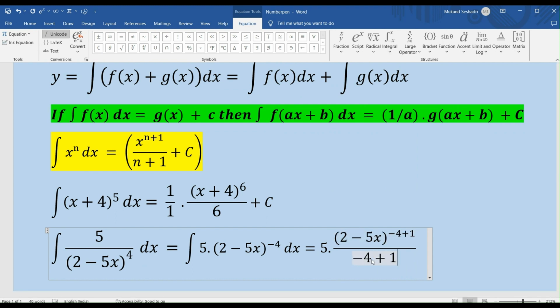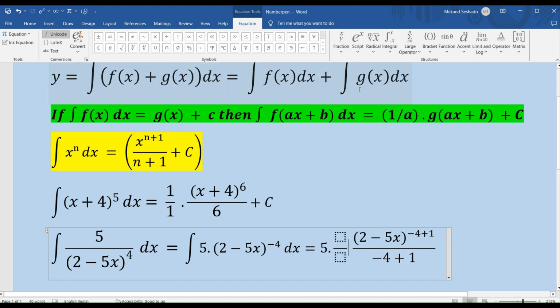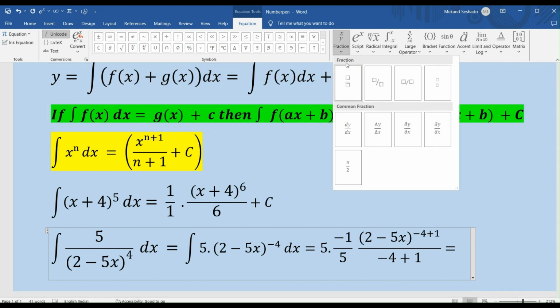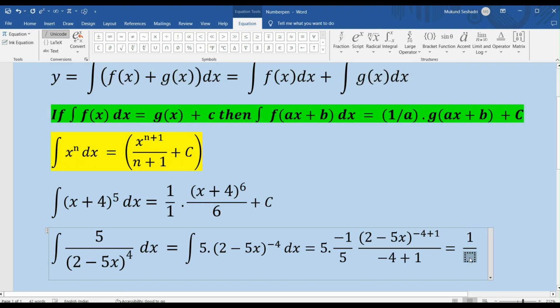And then I will have to remember my 1 by a here. And what is my a? My a is minus 5. So I need to put my 1 by a somewhere here, which is my minus 1 divided by 5. Why is that? Because my a is minus 5. So I know that the 5 and 5 will get cancelled, and I will be left with minus 1 divided by minus 3, which is nothing but a 1 by 3. So I have 1 by 3 times 2 minus 5x, the whole power minus 3.